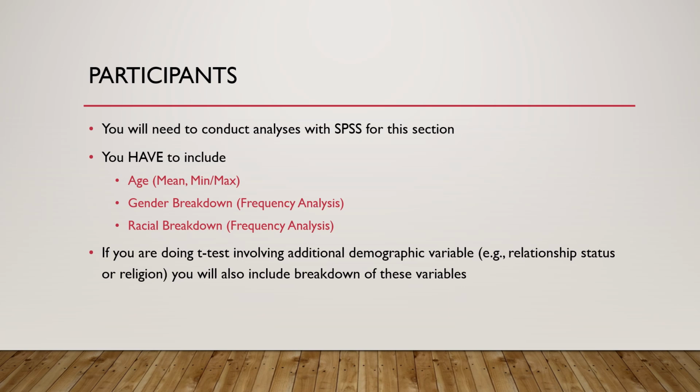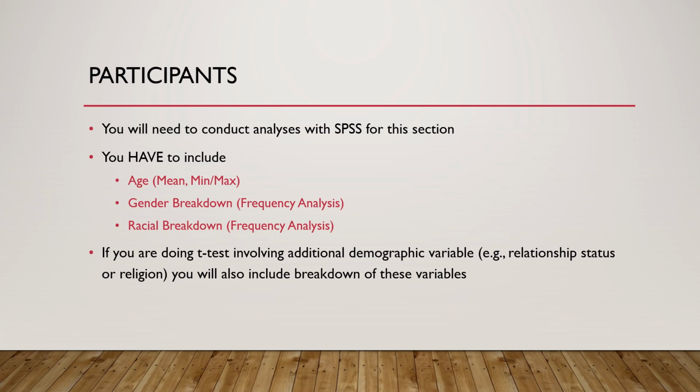So for this, you have to do descriptive statistics to get the average age, as well as the minimum and maximum age. So what is the youngest person and who's the oldest? This is to help identify any kind of skew in the data. You also want to include the gender breakdown, as well as any racial breakdown that's there, to help understand the external validity, who is in your sample.